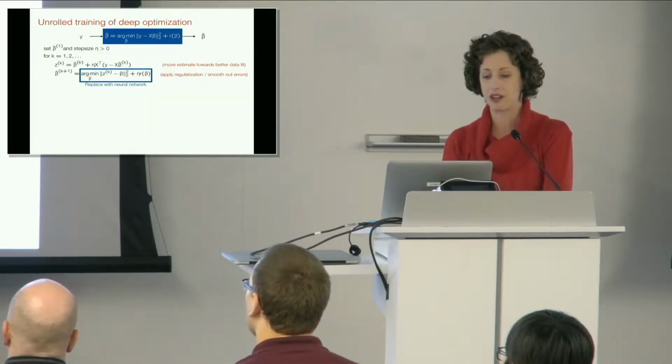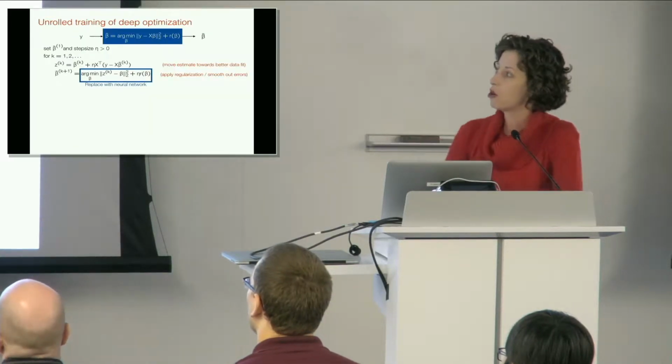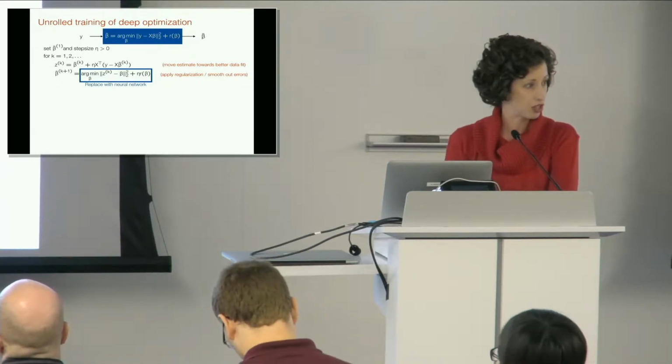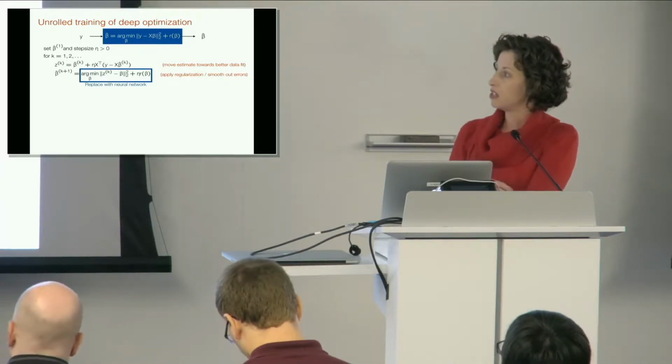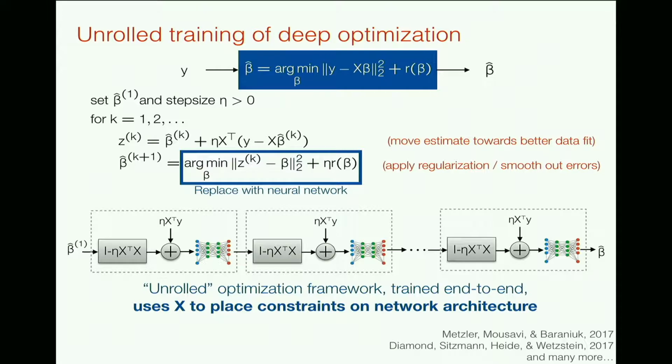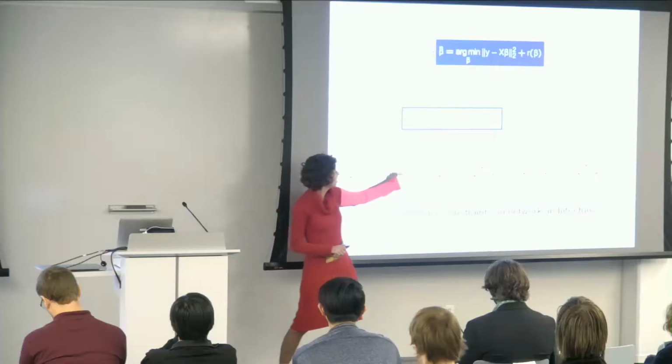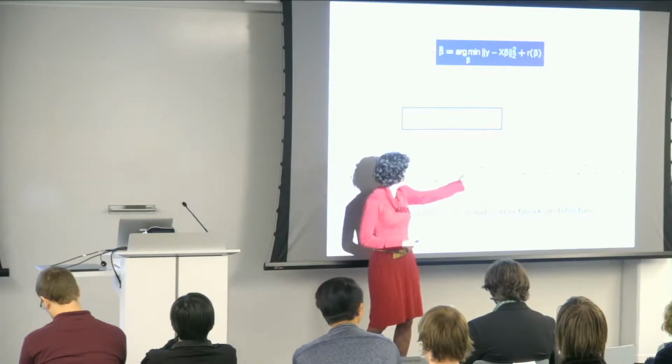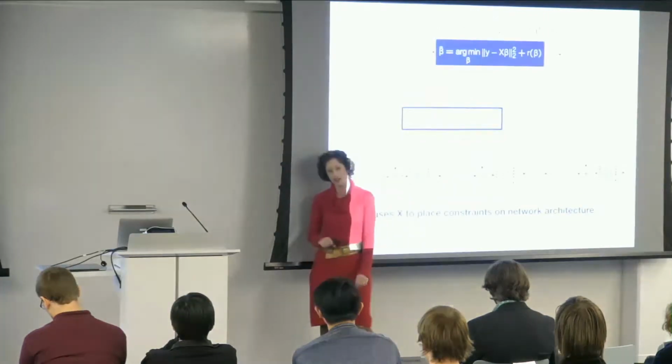So here's another look at this. We started before with this optimization procedure, and we said, well, let's replace this second step with a neural network. But now we're going to think about this as one giant block diagram. Each one of these dashed line blocks corresponds to these two steps, where first we perturb things more towards our observations, then we apply our regularizer. Perturb towards our observations, apply the regularizer.